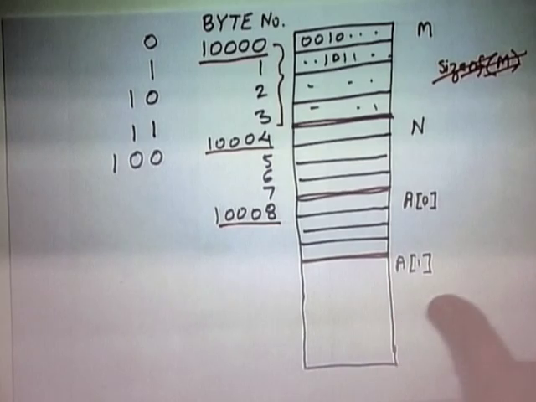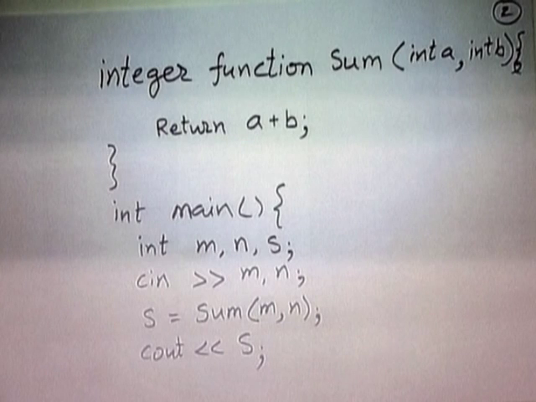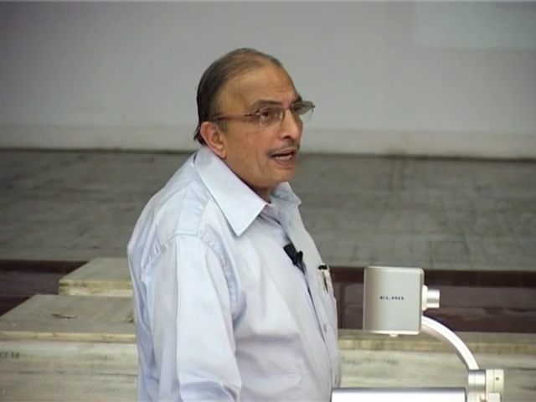Consider parameter passing to functions. So let me give you the same example here. Imagine I have written a function like this, integer function sum, int A, int B. I don't have to do any computation here because I want to add them and find it out. It's obviously an artificial function. I don't need a function to add two numbers. I could do that directly by a simple arithmetic expression. But this is just to illustrate the point.